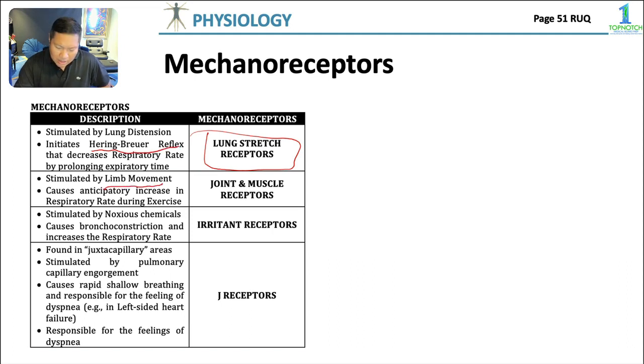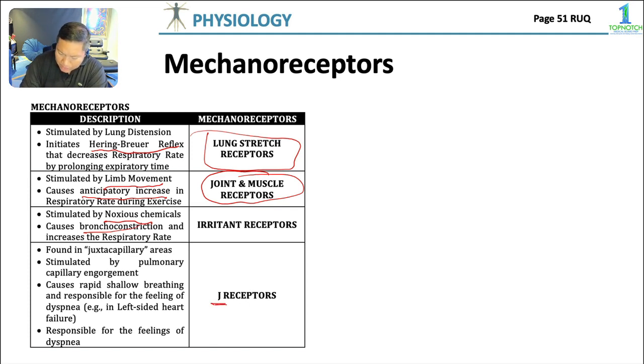Stimulated by limb movement and causes an anticipatory increase in the respiratory rate during exercise. Joint and muscle receptors. So kapag nag-move ka ng katawan, hindi na hinihintay ng katawan na maging hypoxic ka. The moment you start moving, joint and muscle receptors will trigger an increase in your respiratory rate. Irritant receptors are triggered by noxious chemicals in the environment, triggers bronchoconstriction.